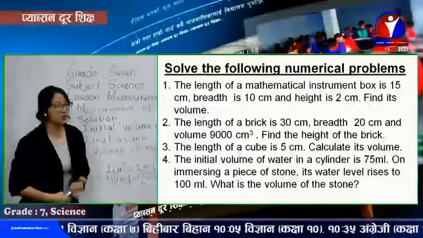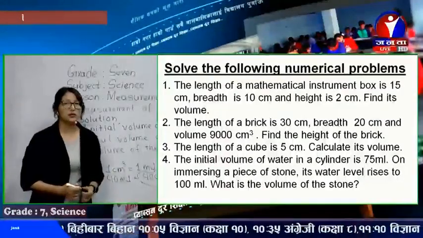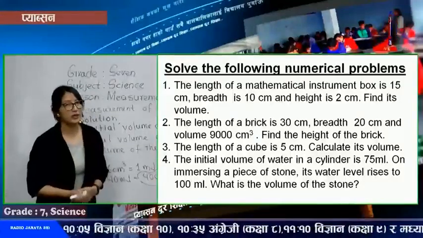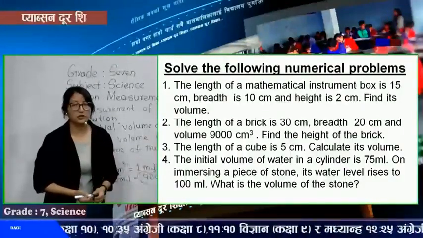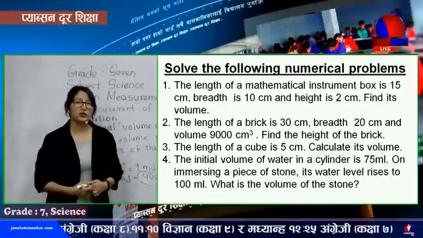You can solve some of the numericals. Some problems are given here, related to calculation of volume of regular and irregular objects. Few problems are given here. You can practice this.